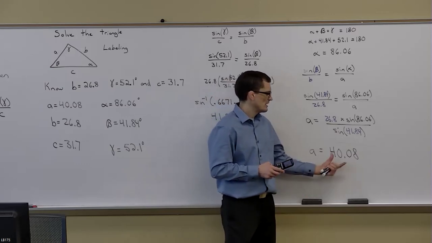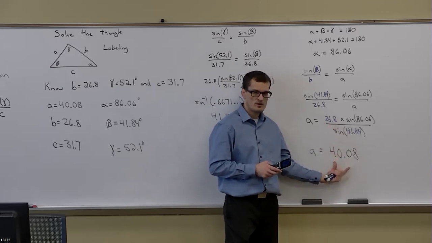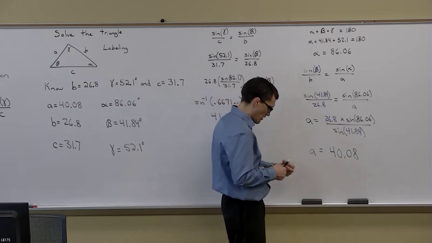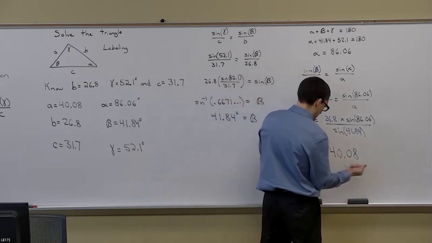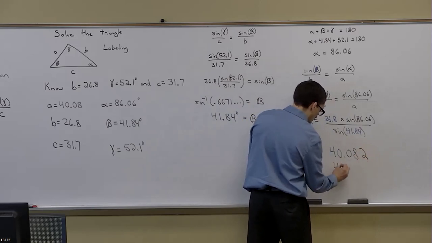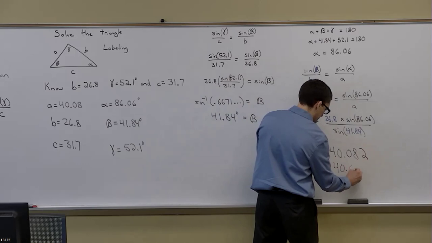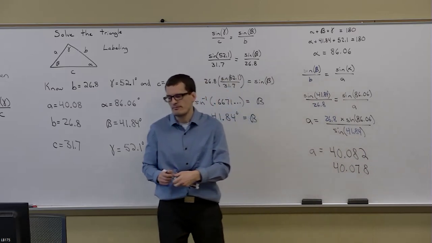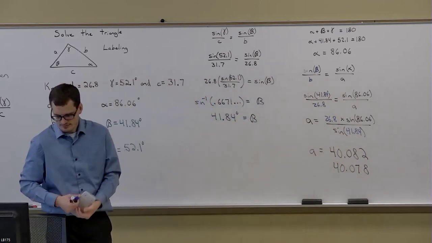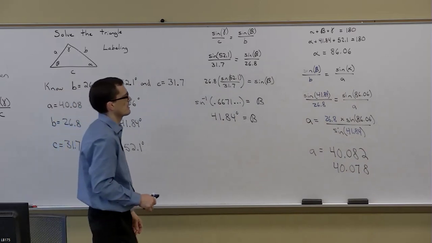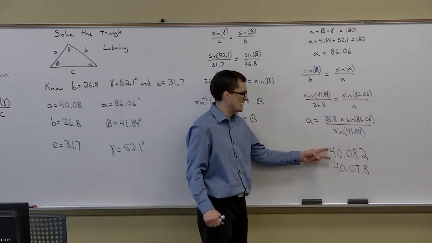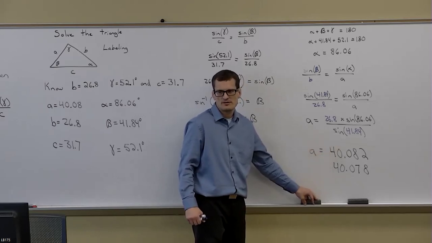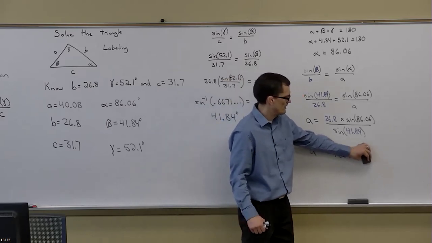So rounded to 2 decimal places, we got the same. Rounded to 3 decimal places, one of them would have been 40.082, and the other one would have been 40.078. Right, so you can imagine a scenario in which these numbers could be different by a couple hundredths or something. That's all I'm trying to get at.